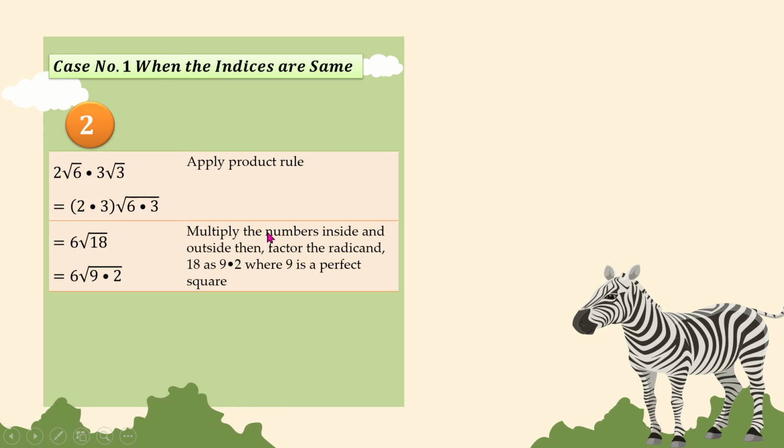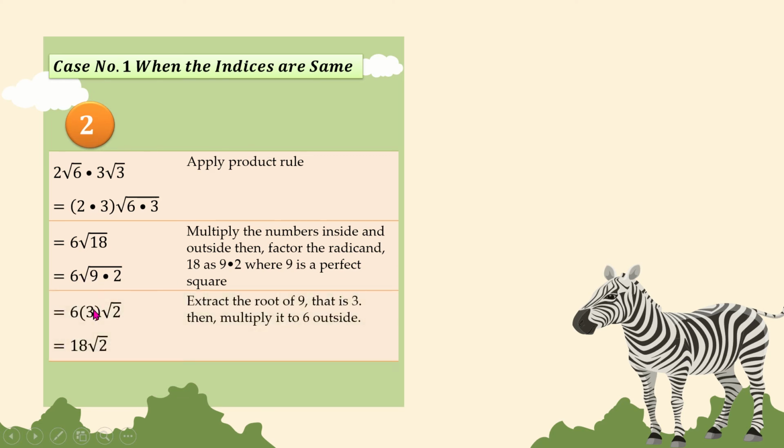Then we multiply the numbers inside and outside. Then factor the radicand, which is 18, and that can be factored as 9 times 2, where 9 is a perfect square. So that is 6 square root of 9 times 2. To simplify our answer, the square root of 9 is 3, which comes out, beside the 6. So that is 6 times 3, which is 18. Copy the radical, square root of 2. After extracting the root of 9, multiply it to the 6 outside. So our final answer there is 18 square root of 2.